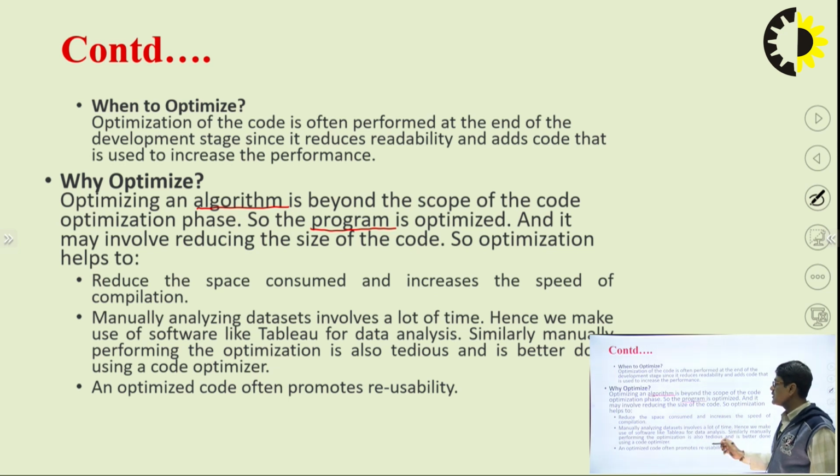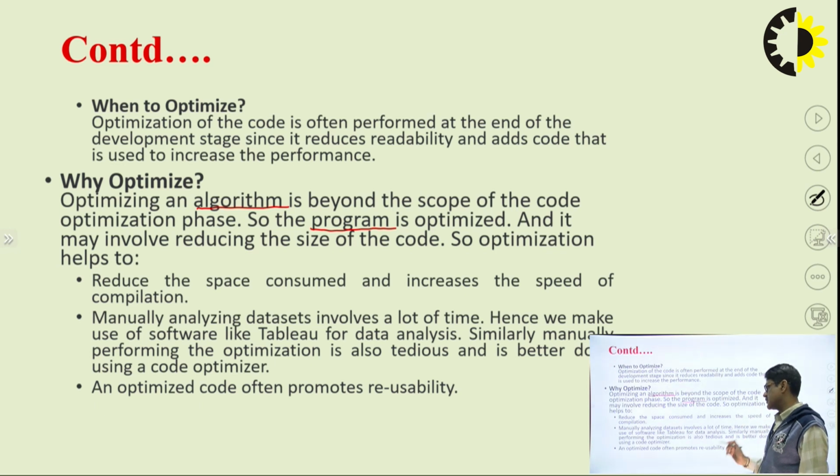First, reduce the space consumed and increase the speed of compilation. Whatever general objective we have defined, we categorize into these two parts: when to optimize and why to optimize. Why is optimization required? Because we have to reduce the resources and time, which is desired for our code optimization.